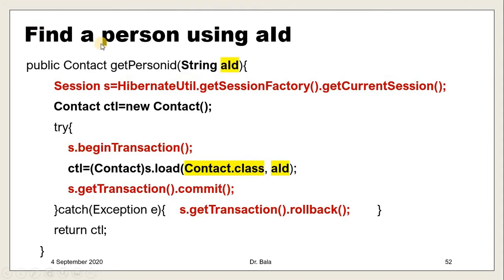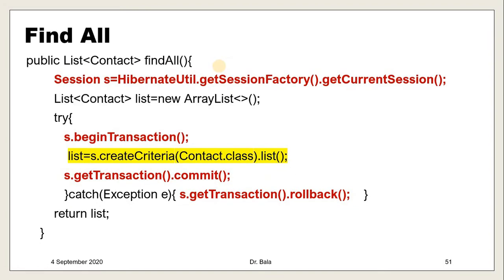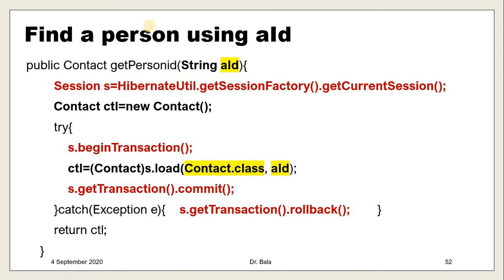For example, if you want to find a particular person, I am going to say get person ID. I am passing whichever ID I want in order to find a particular person. The previous one was finding all the data, loading all the list of values. Here it is finding a particular person. As before, we are loading the session. So Hibernate utility get session factory, get current session.